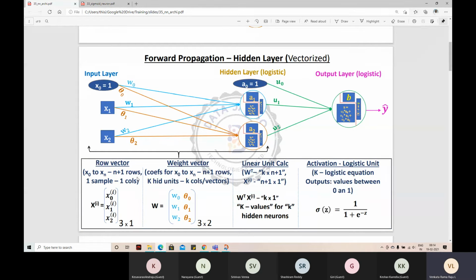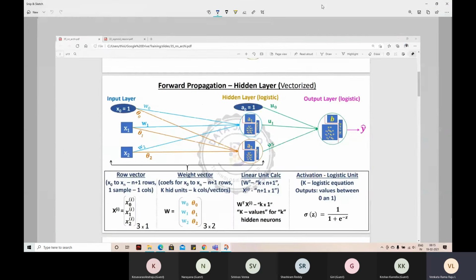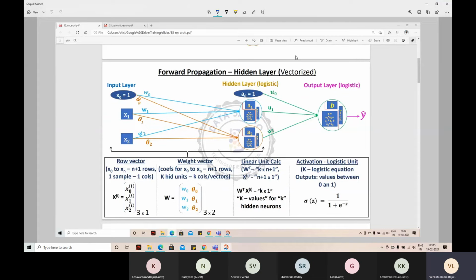Batch gradient descent, I am trying to explain. Can you visualize that? Should I write? Yeah, yes, sir. I think tomorrow, Monday, we'll cover the activation functions.